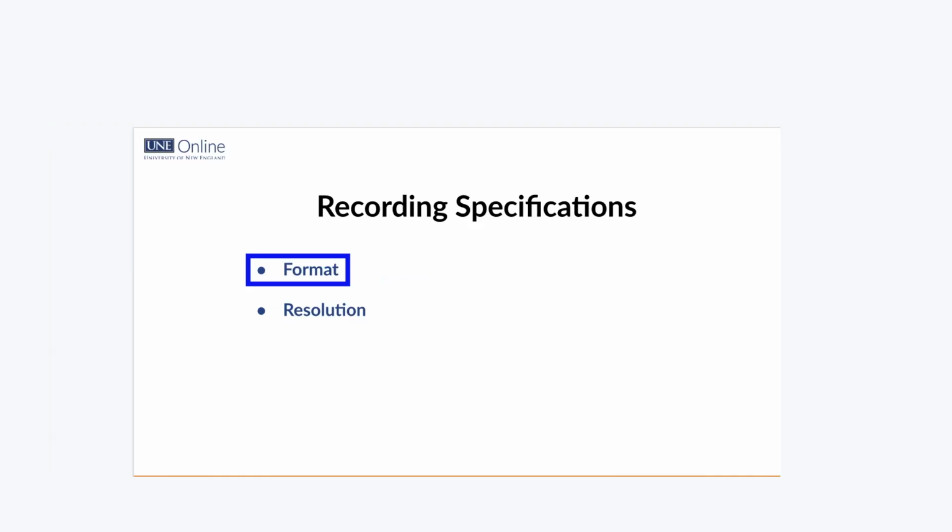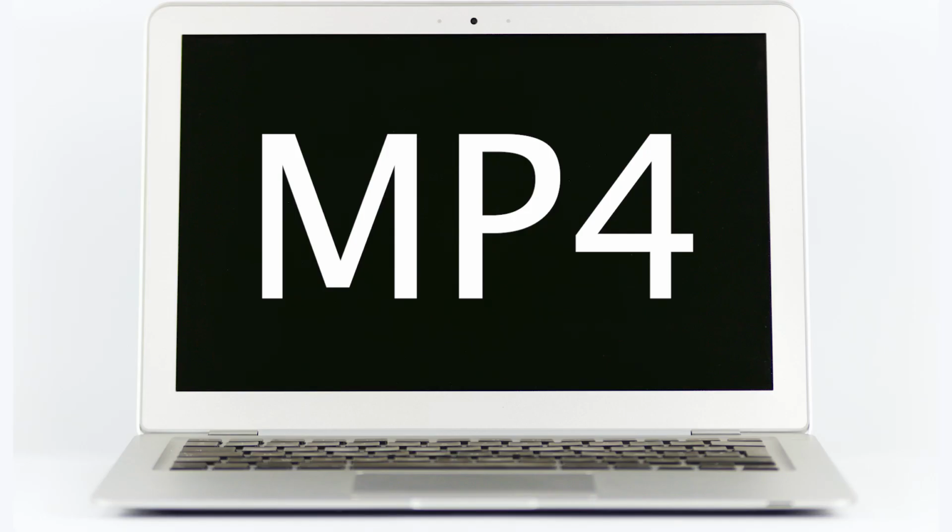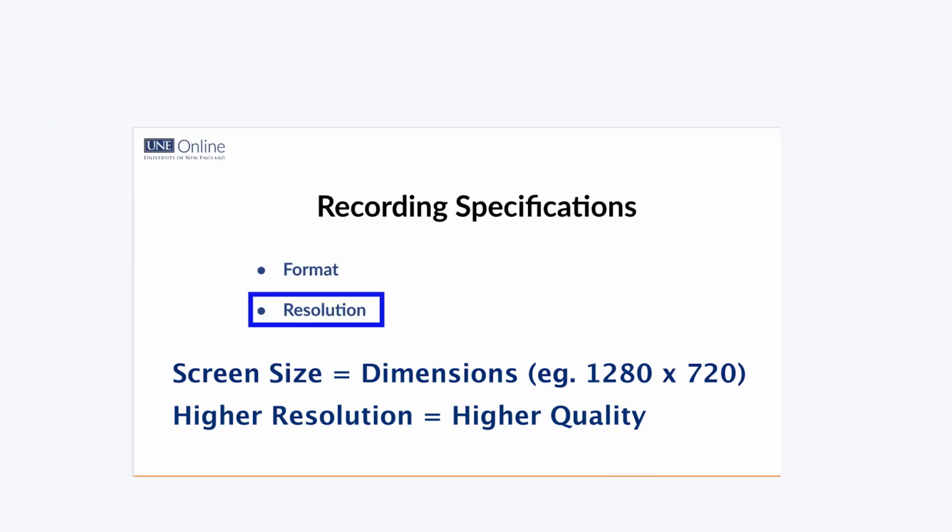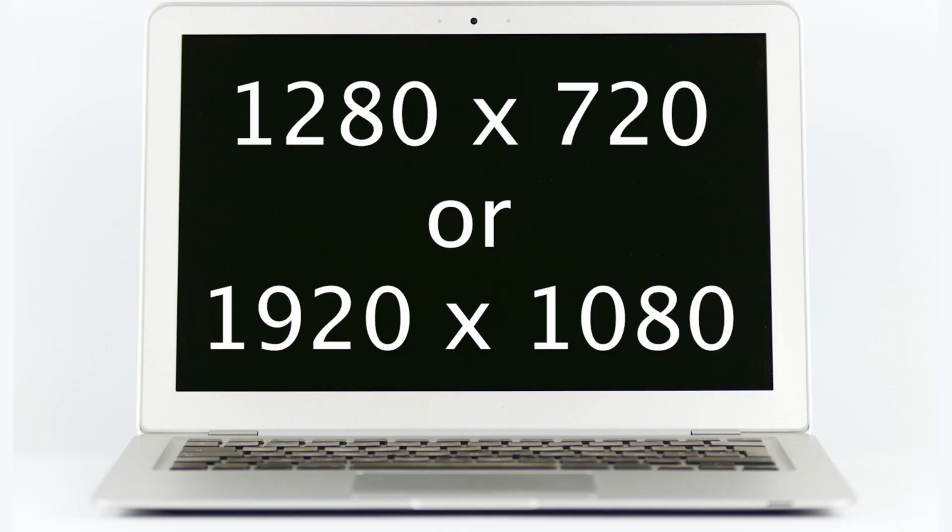Format and resolution. We use video recorded in MP4 format at Uni Online. It's also what most computers and screencast applications like Screencast-O-Matic output in. Resolution refers to a couple of things, the size and the quality of the recording. It's determined in the settings before recording, also when you're saving that recording or exporting it, the size of the screen and the quality that it exports in.